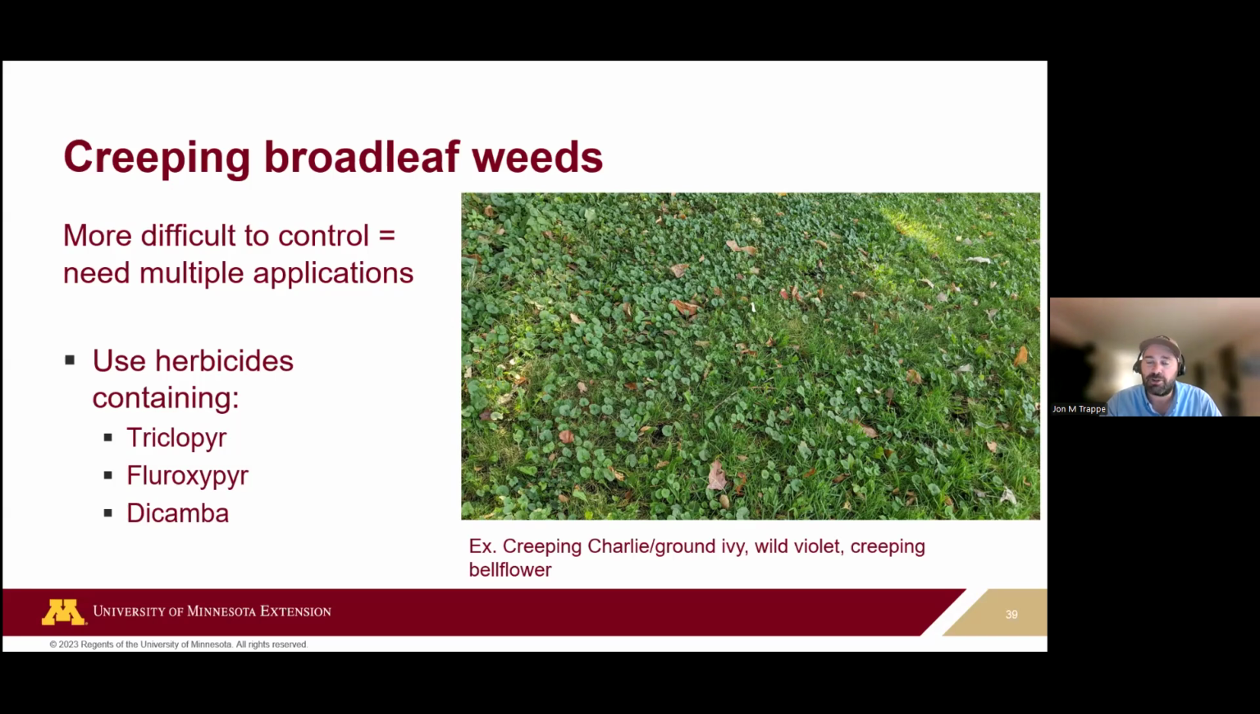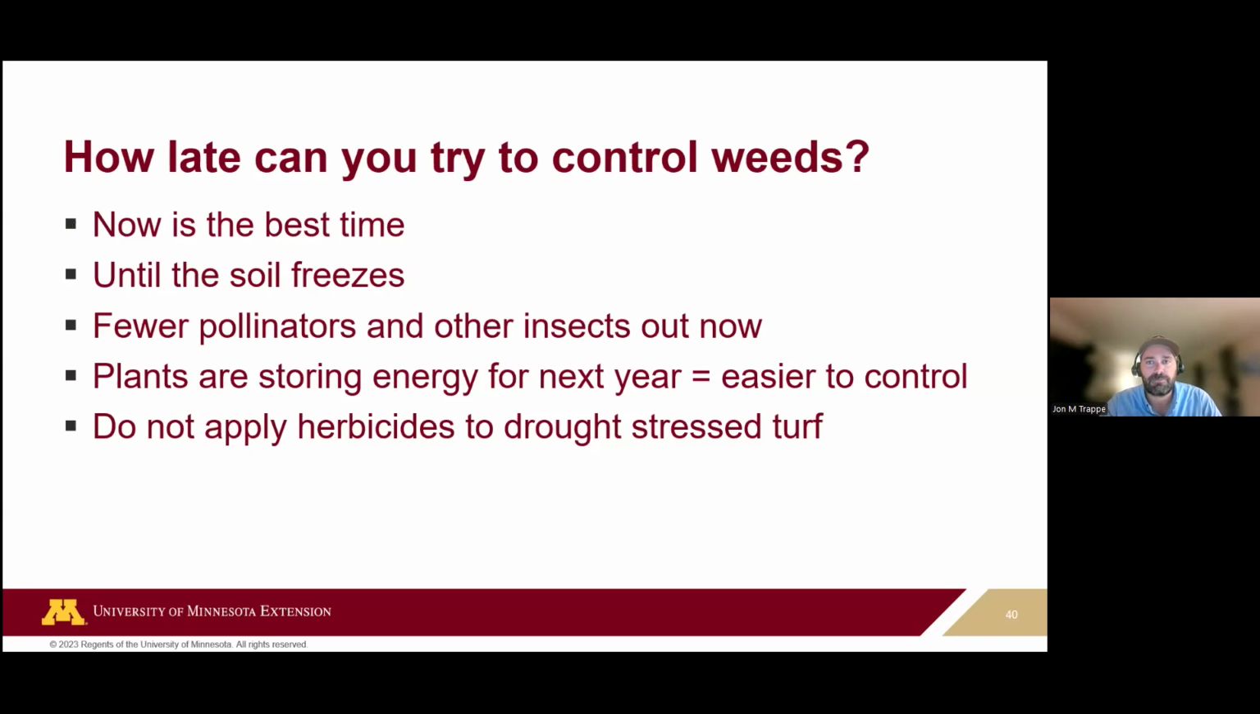Something to keep in mind, they're probably going to need multiple applications because they have all these underground or, in some cases, above ground creeping stems. And those creeping stems hold a lot of carbohydrates that can outgrow or outlast the herbicide inside the plant. So you want something that's going to translocate and kill off all of those different plant parts.